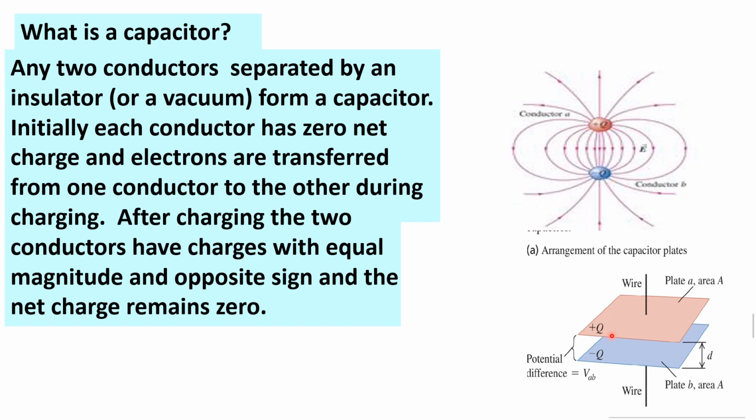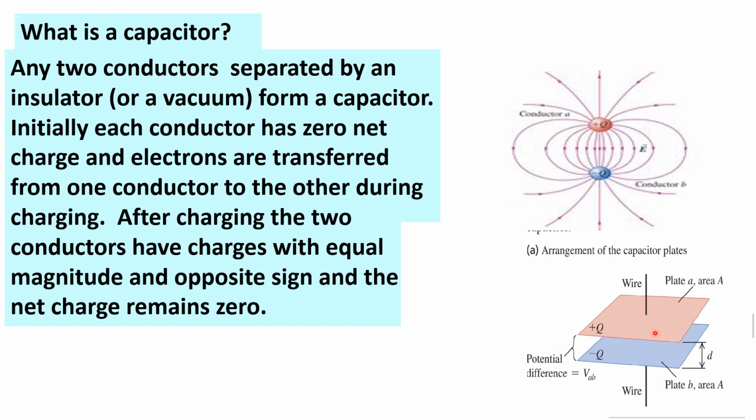The distance between these two charged plates is considered very small. That is labeled by the letter D. Each plate also has a certain area. The area of plate A is equal to the area of plate B. So when we describe the area of a capacitor, we are only referring to the area of each of the plates.